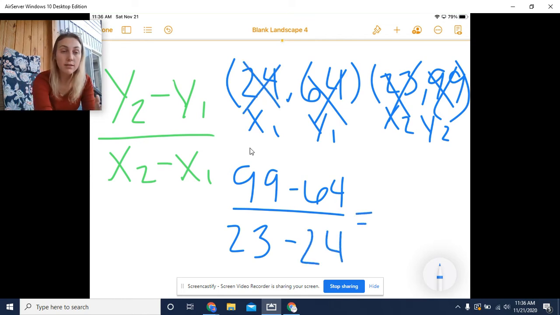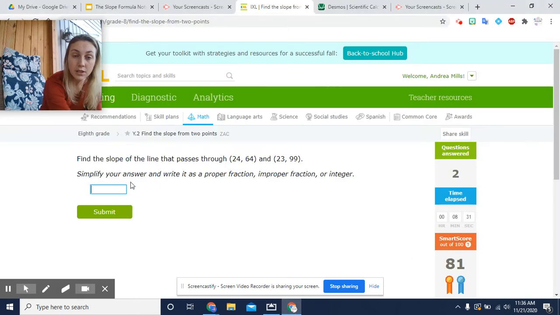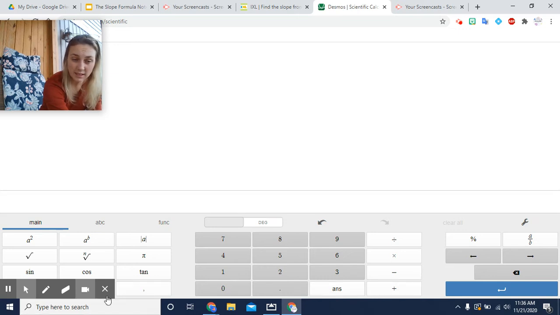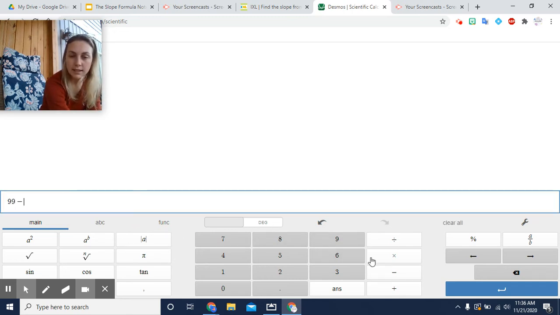Guys, again, don't freak out. 99 minus 64. You can go ahead and put this into your calculator. Well, then you can just go ahead and put 99 minus 64. That'll give you your numerator, which is 35.